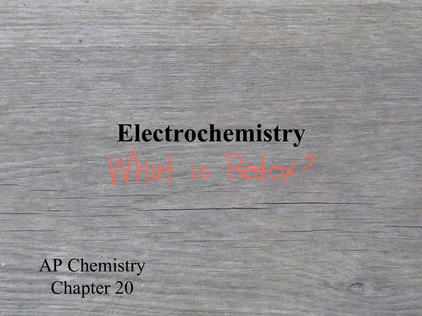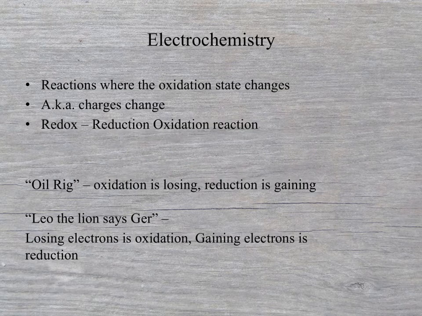This presentation is about electrochemistry and specifically what is redox and what kind of reactions they are. A redox reaction is a specific type of chemical change or chemical reaction in which the oxidation state of elements change. Oxidation state is nothing more than a fancy word for charges.